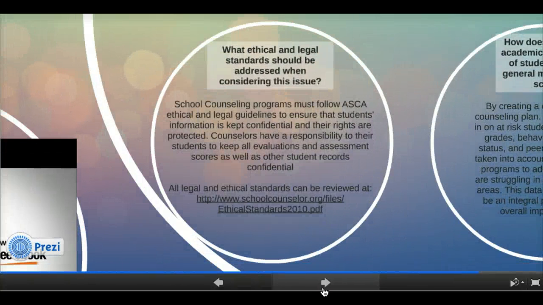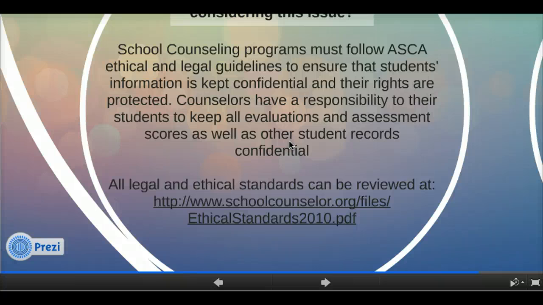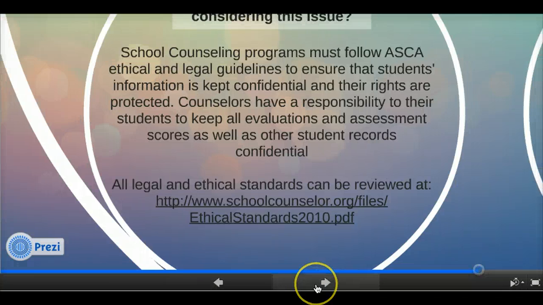What ethical and legal standards should be addressed when considering this issue? School counseling programs must follow the ASCA ethical and legal guidelines to ensure that students' information is kept confidential and their rights are protected. School counselors have a responsibility to their students to keep all evaluations and assessment scores, as well as other student records, confidential. All legal and ethical standards can be viewed at the following website.